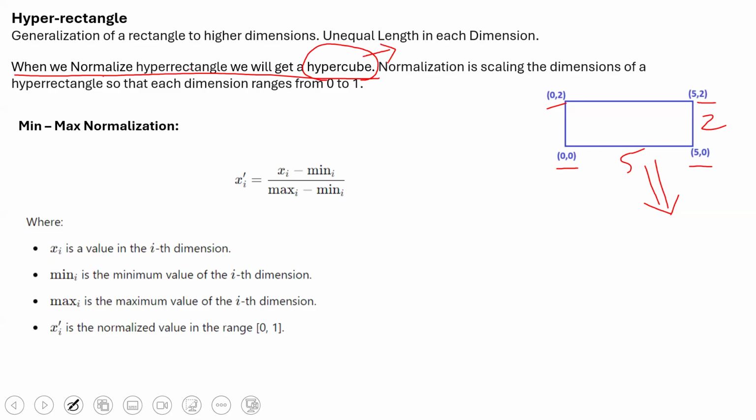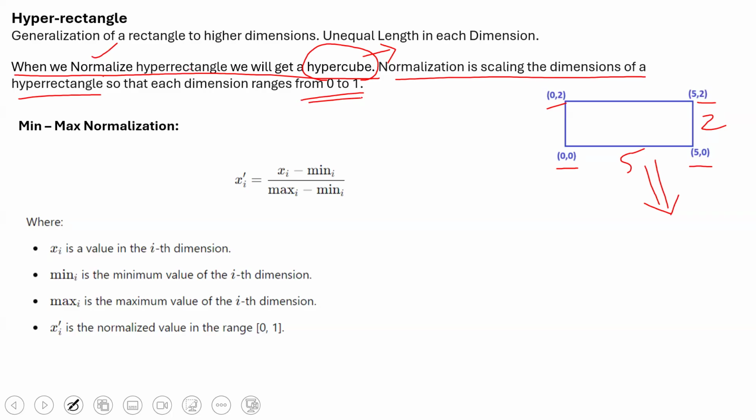So normalization, now where they are saying normalize. What is normalize? Normalization is scaling the dimensions of the hyperrectangle. In fact, any diagram. It can be a rectangle or whatever it is, pyramid or whatever it is. Normalization is nothing but scaling the dimensions, so the dimension ranges fall from 0 to 1. All the dimensions will be brought to 0 to 1.